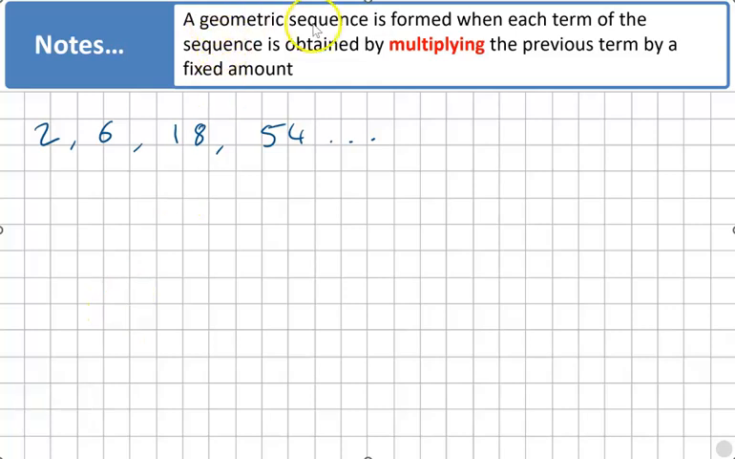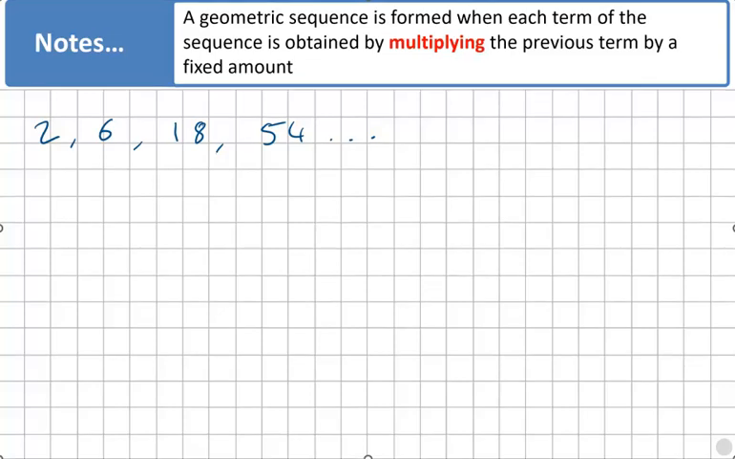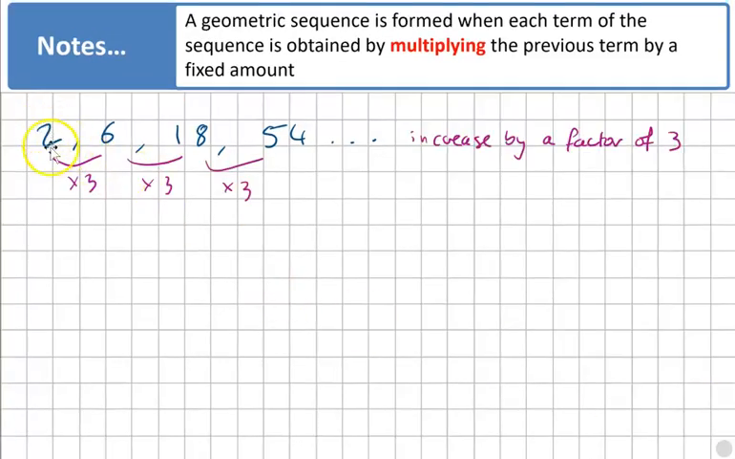A geometric sequence is formed when each term of the sequence is obtained by multiplying the previous term by a fixed amount. So let's take this sequence here: 2, 6, 18, 54, ... To get from 2 to 6, we multiply by 3. From 6 to 18, we multiply by 3. And from 18 to 54, we multiply by 3. So we're increasing by a factor of 3 each time.